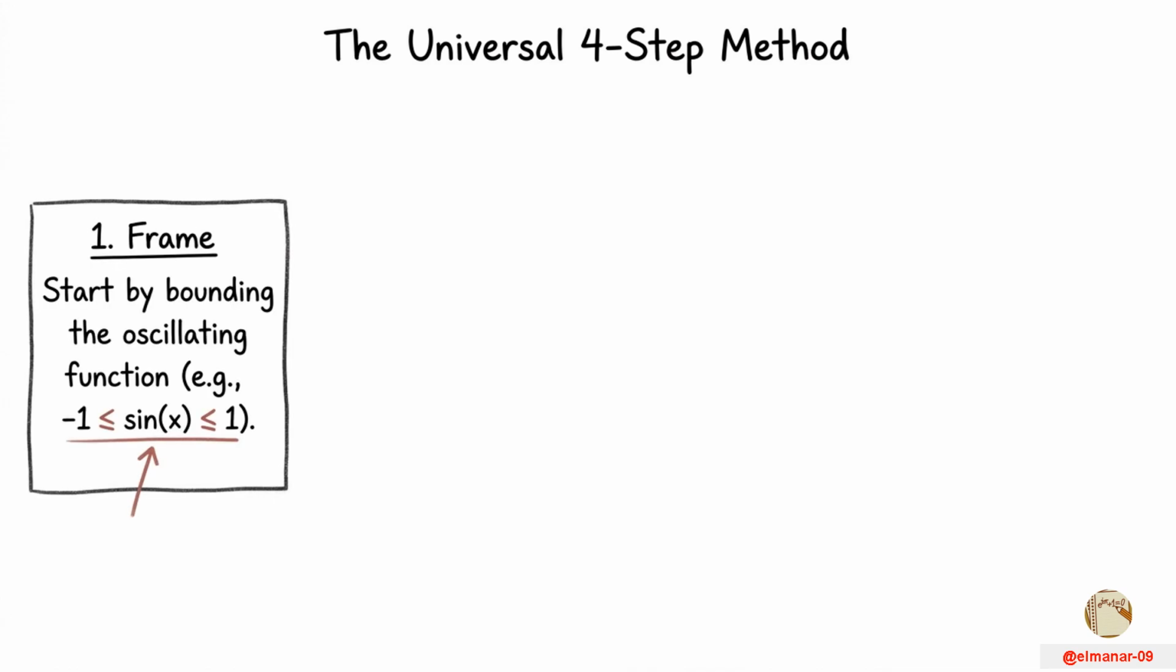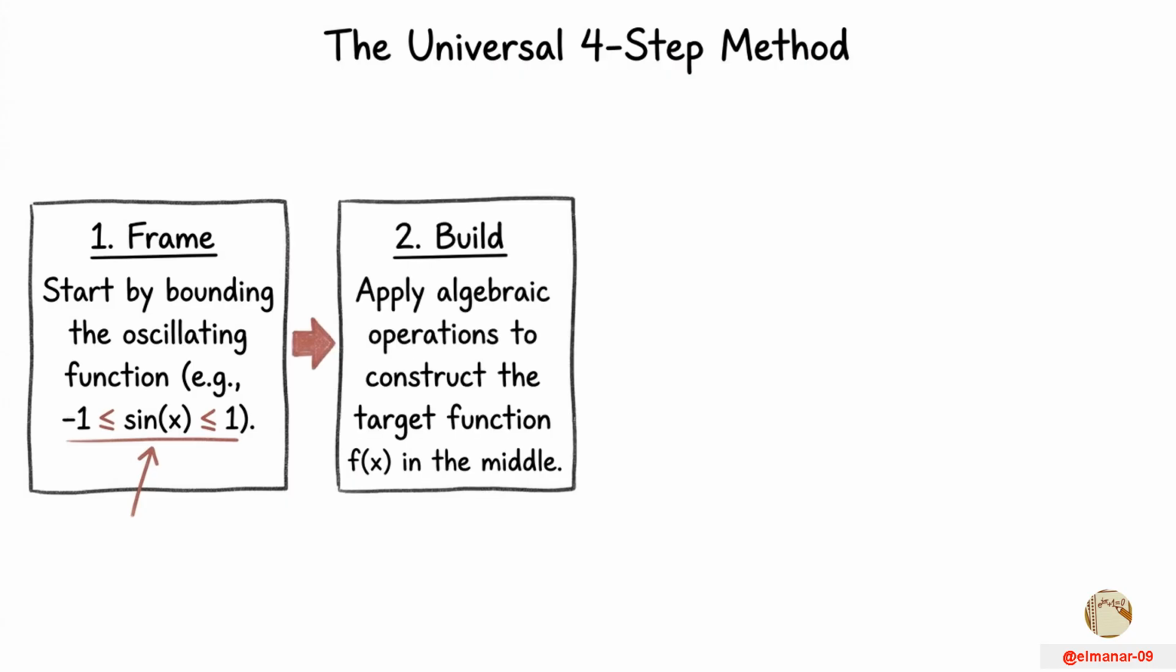To make you a limit-solving pro, I've broken this down into a universal 4-step method. Follow these and you'll never get lost. Step 1, frame. Start by bounding your oscillating function. We know that sine and cosine are always stuck between -1 and 1.